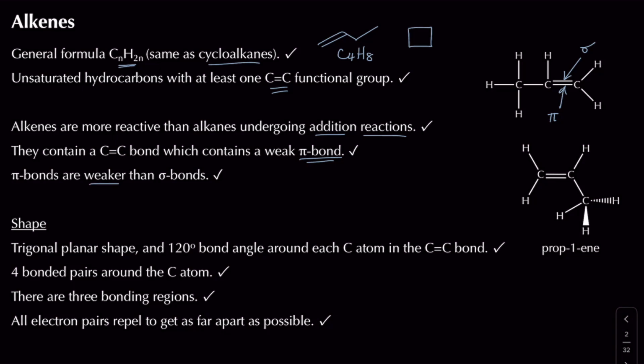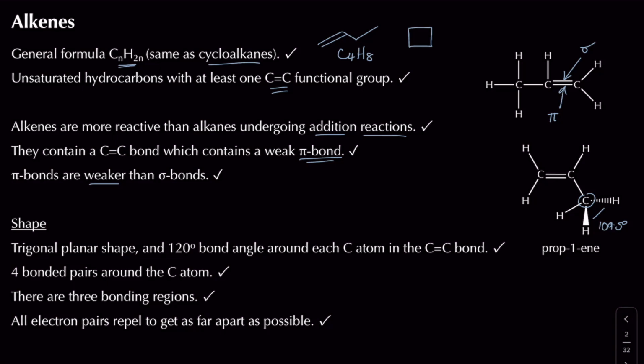What about if we were to look at the shape? Well, around the carbon atoms that are going to be saturated, let's say this one over here, we've got our bond angle that's going to be 109.5, and that's going to be a tetrahedral shape. Of course, we know we've got 4 bonded pairs, 0 lone pairs around that carbon atom over here, and so we know the shape is going to be tetrahedral. All electron pairs repel.